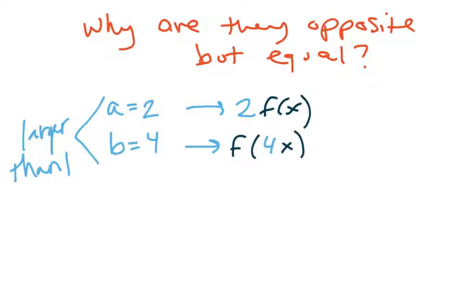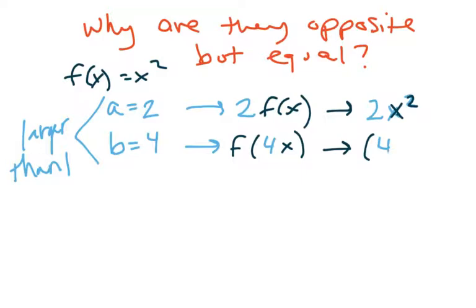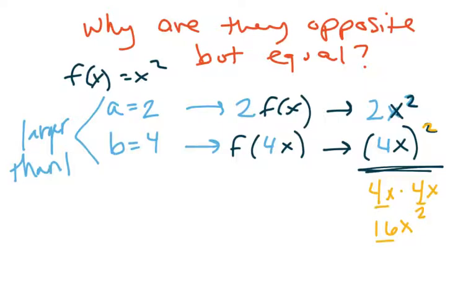But let's say that the function was x squared. So if f of x is x squared, you basically have a 2 out front of an x squared. But if b is 4, you end up with an x multiplied by a 4, and then that unit squared. If we simplify this, meaning you rewrite it as 4x times 4x, because that's what squared means anyway, you end up with 16x squared. 4 and 4 is 16, and x times x is x squared.